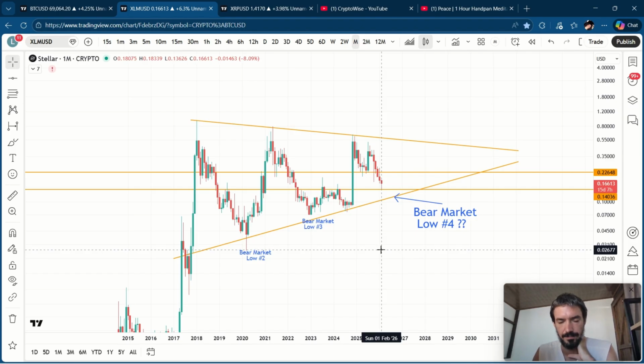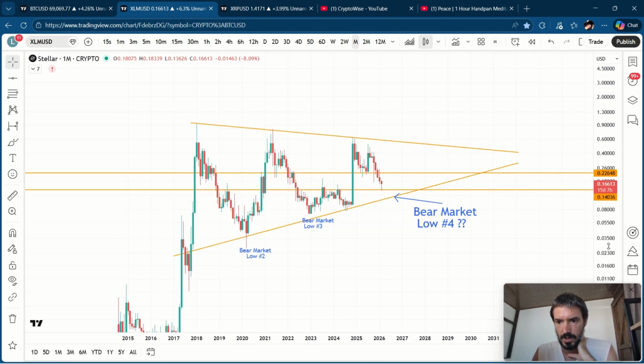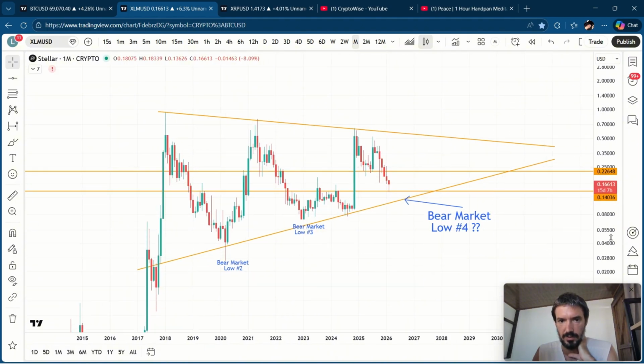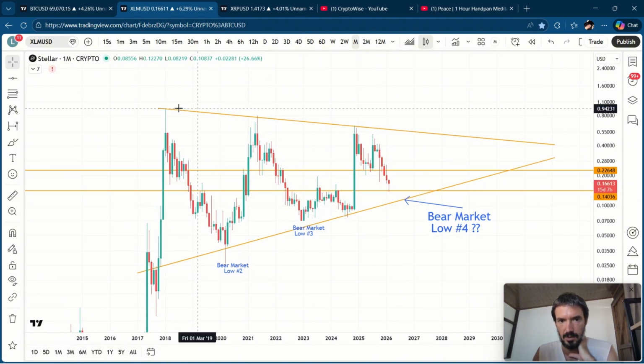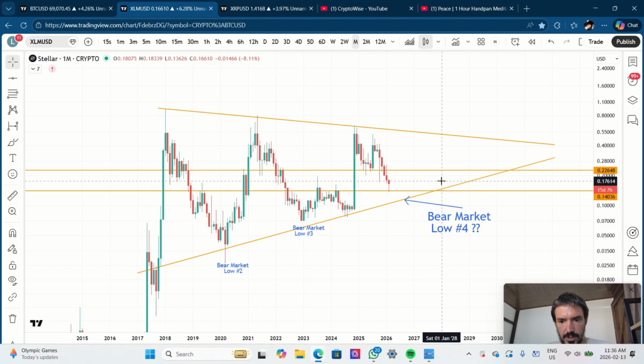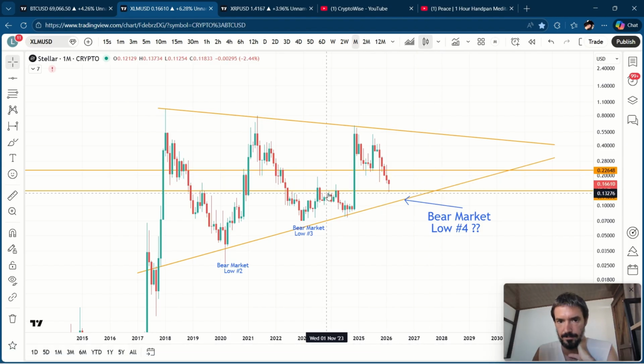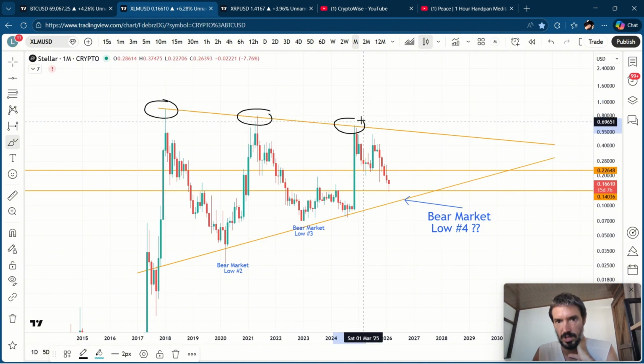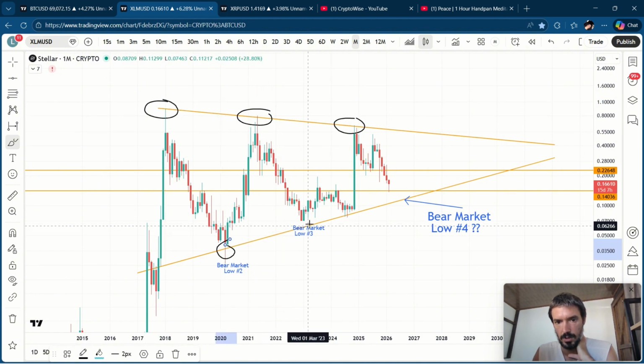So XLM. One thing that's important to understand and see with XLM is we have a clear repeated pattern. And we have this massive symmetrical triangle. Now, these symmetrical triangles are pretty great as a way to assess where to buy and where to sell. We have clear levels where the price gets rejected, and we have clear levels where the price gets supported.